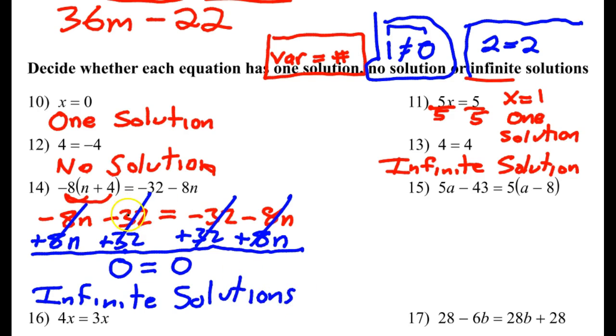You could do a check on this by picking two random easy numbers and seeing if they both work. If you just make up a number like, I think n equals 0 is an answer, and you plug in n equals 0, you'll get negative 32 equals negative 32. It's an answer. And then if you plug in n equals 1, you'll get negative 40 equals negative 40. So 1's an answer as well. You can show real fast that 0 and 1 are both answers, so it's probably an infinite solution because you have more than one answer.